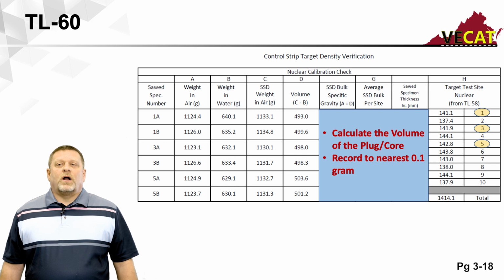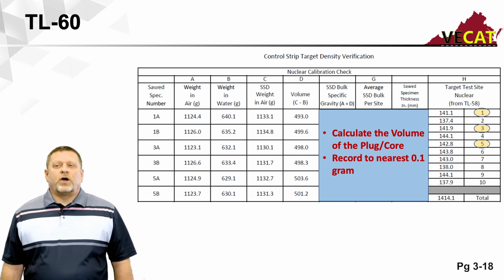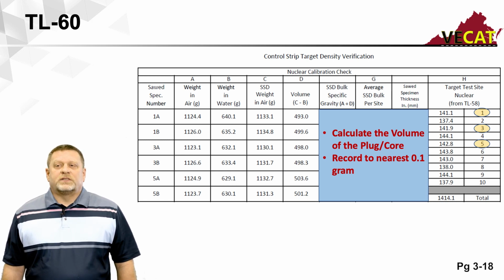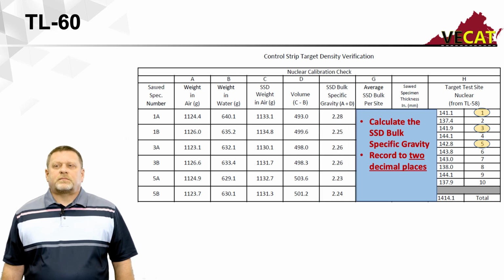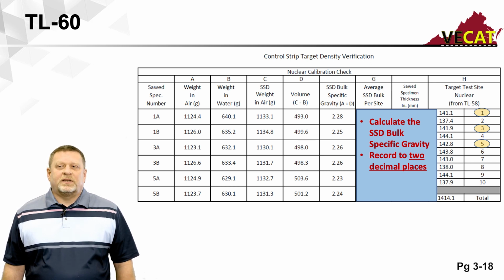After we've recorded all our weights, we're going to calculate the volume. That's the next column here on this table. Volume is basically the SSD weight minus the weight in water. So that's a simple calculation. You're going to record that here. Again, the number we're recording is to 0.1 grams. From there, we're going to calculate the individual bulk specific gravity for each specimen.